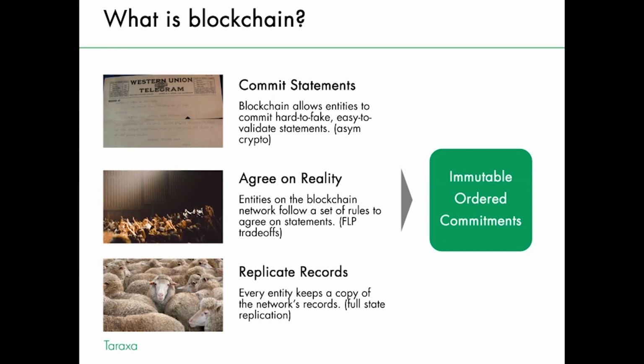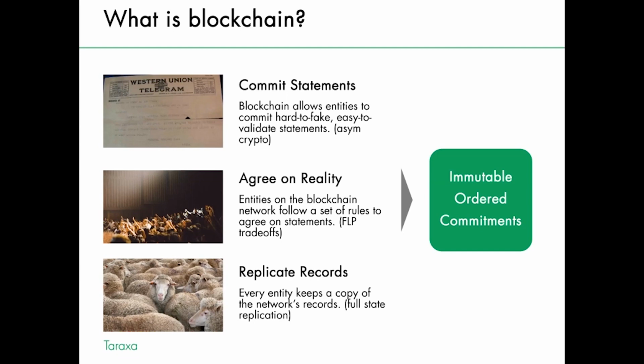We think a blockchain system does three things. It allows entities to commit statements. More precisely, blockchain allows entities to commit hard-to-fake, easy-to-validate statements. This is not new. It's just asymmetric cryptography, and the technology has been around for a long time. And that's just feature number one.